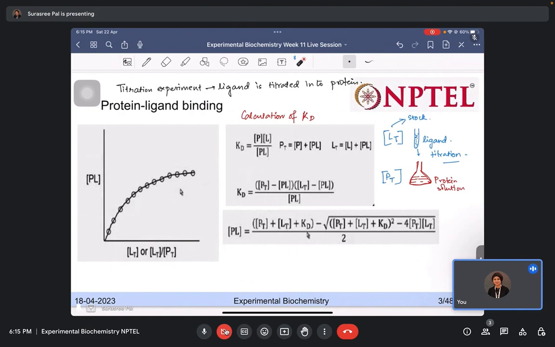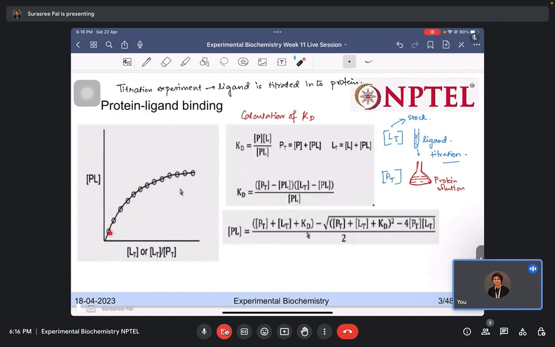And so if we plot it in a graph, here in the x-axis we have the total ligand concentration, and here in the y-axis we have the concentration of the protein-ligand complex. At time t equals 0, there is no ligand, so there is no protein-ligand complex, so it is also 0. But as we keep adding the ligand, what happens?